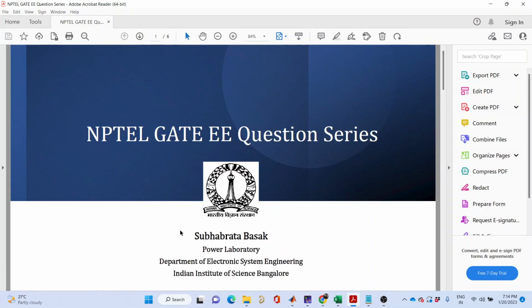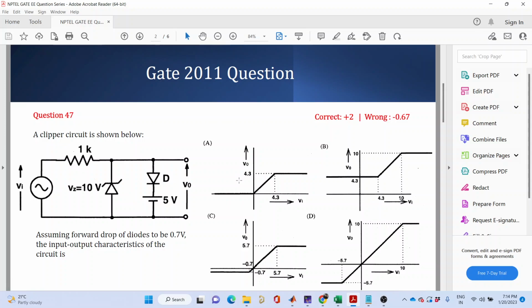Okay, so this is the circuit diagram which has been given to us. This is the input voltage, and the input voltage is a sinusoidal voltage. And across these two terminals is the output voltage V0. There is a diode and a battery of 5 volt connected in this fashion, as you can see on the circuit diagram. And there is a Zener diode, 10 volt Zener diode, connected across the output terminals.